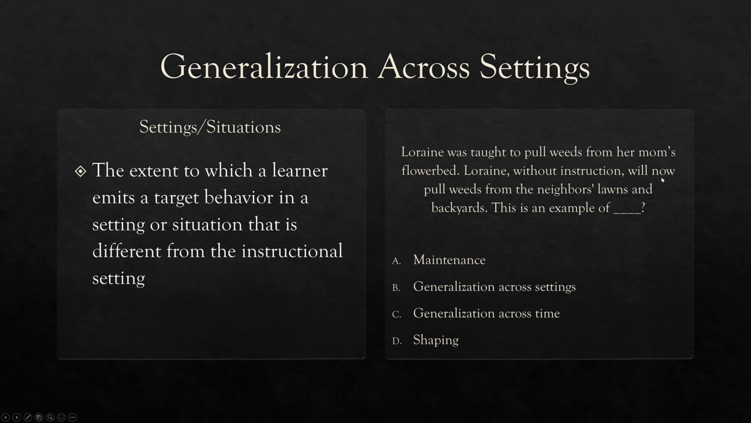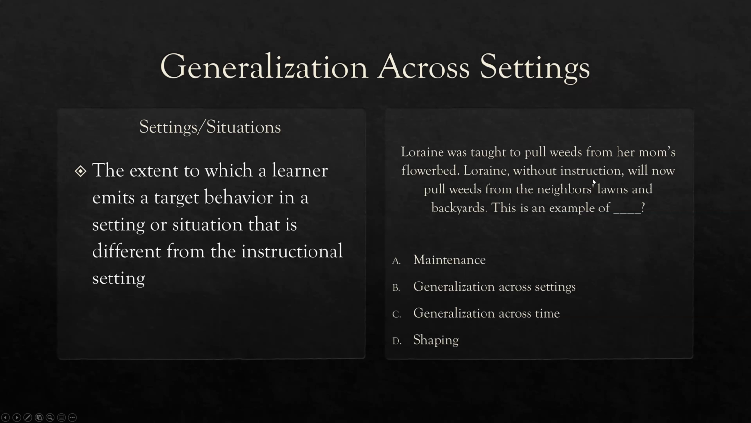Well, we're starting to generalize. No instruction given. She sees weeds, she pulls weeds. The behavior is occurring in a different setting or situation, different from the instructional setting. Instructional setting, mom's flower bed, now occurring in the neighbors' lawns and backyards. It's not maintenance, because we're not maintaining with mom's flower bed. We're generalizing to these other areas. We're specifically generalizing across settings.